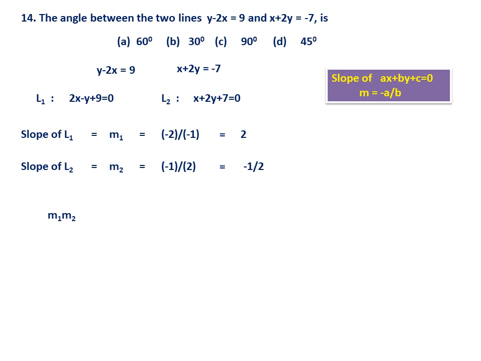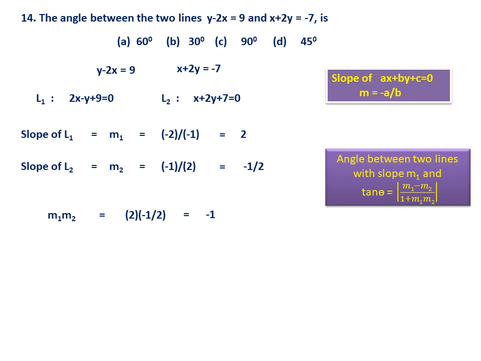Therefore, now it is very clear, you have studied this one, m1 into m2 equal to 2 into minus 1 by 2, that is minus 1. And actually the formula is not necessary. The angle between two lines with slopes m1 and m2 is given by tan theta equal to (m1 minus m2) divided by (1 plus m1 m2). But this formula is not necessary here because we already got the condition m1 into m2 equal to minus 1. So that means theta must be equal to 90 degrees. You know this condition. So this is the answer. Suppose this is not minus 1, then you have to of course use the formula.